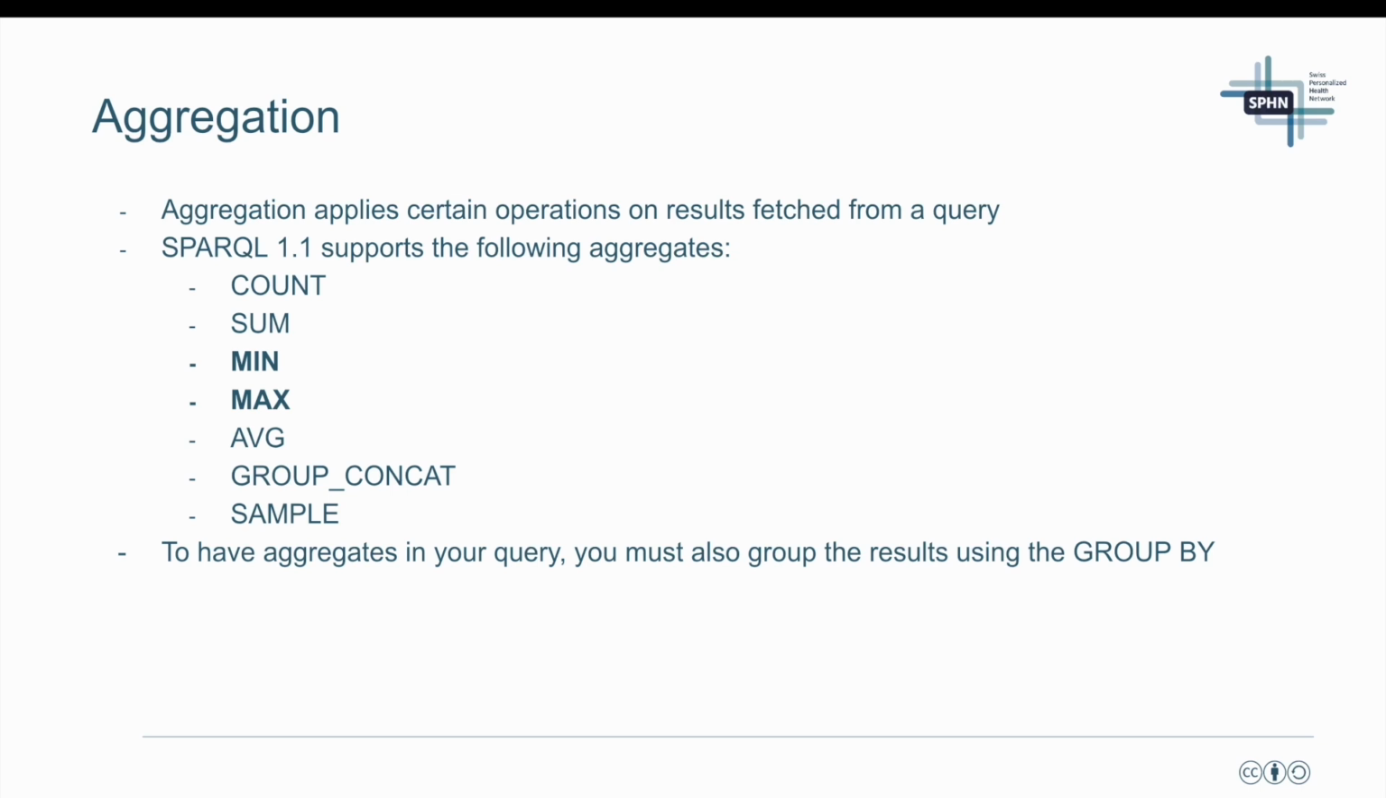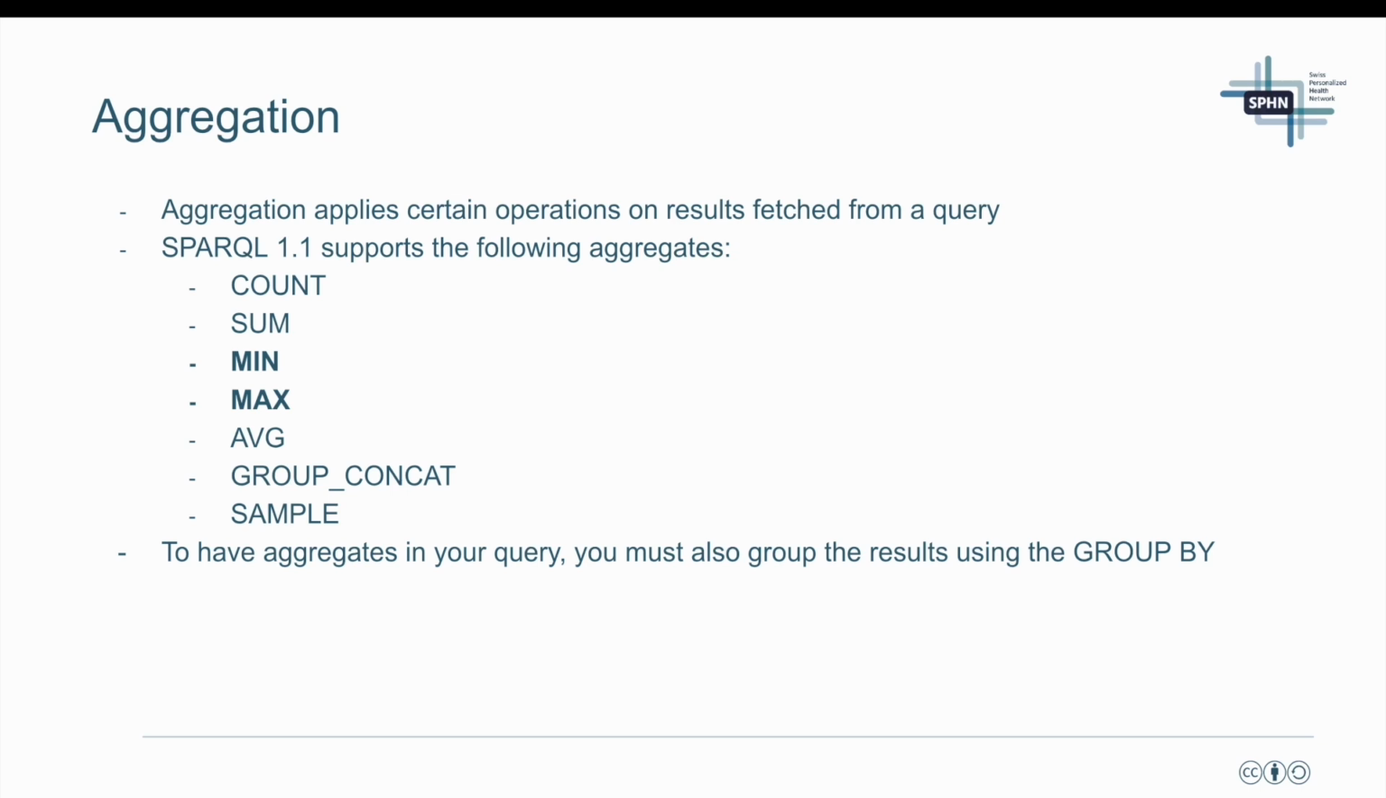Now, the next feature of SPARQL is aggregation. SPARQL provides the ability to run certain operations on results fetched from a query. SPARQL 1.1 supports count, sum, min, max, average, group concatenation, and sample. One thing to note is that for most of the aggregation operations, you must also use the group by clause in your query.